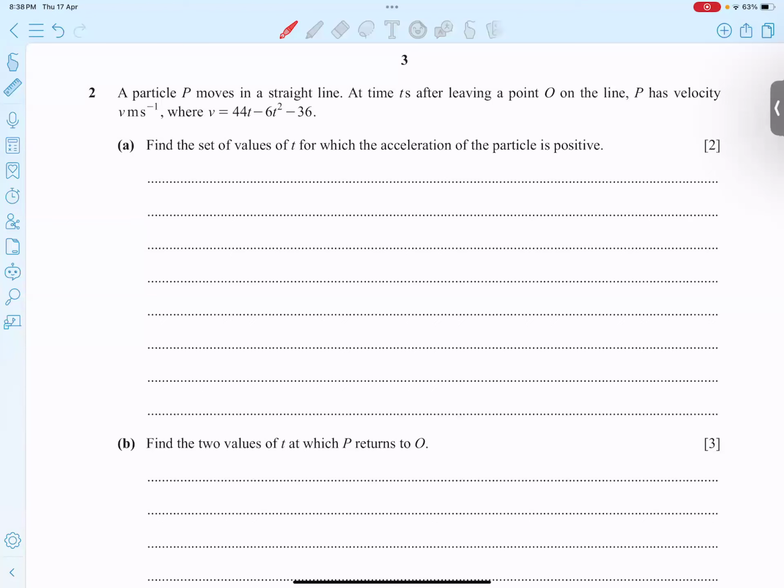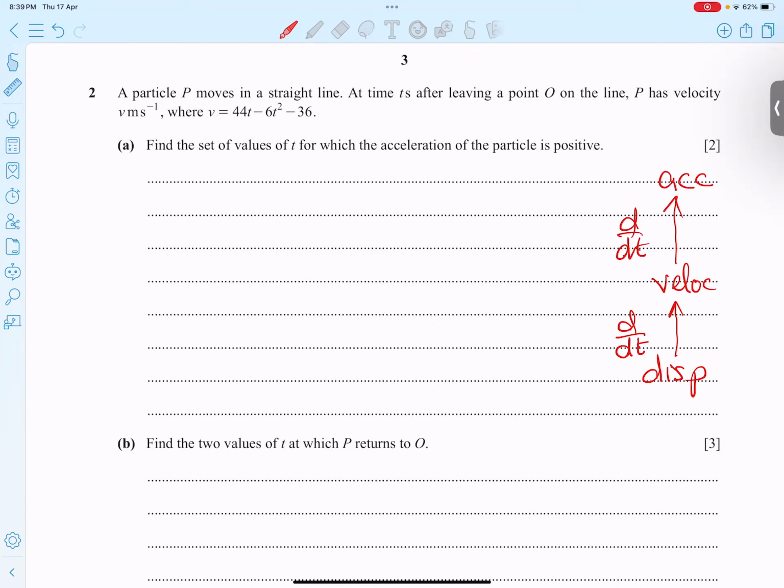So students, question number 2. A particle P moves in a straight line, and after leaving O, its velocity is given by this formula. Find the set of values of t for which the acceleration is positive. Students, make sure of the main thing: whenever we have a displacement expression, if you differentiate it with respect to time, you get velocity. If I differentiate again with respect to time, I get acceleration.